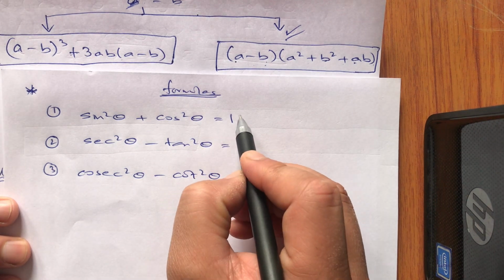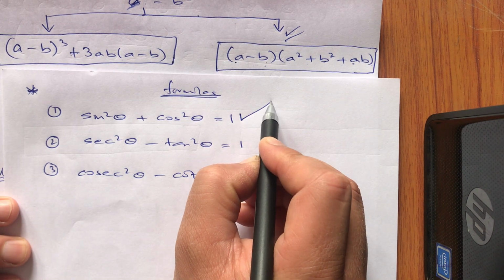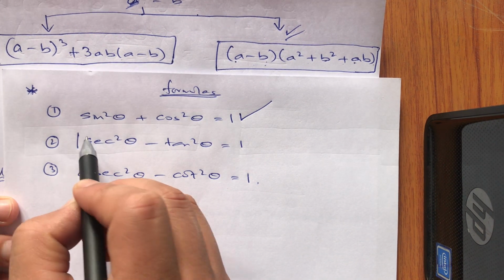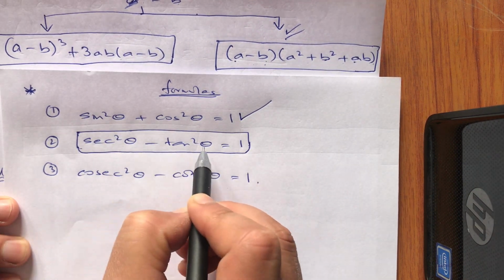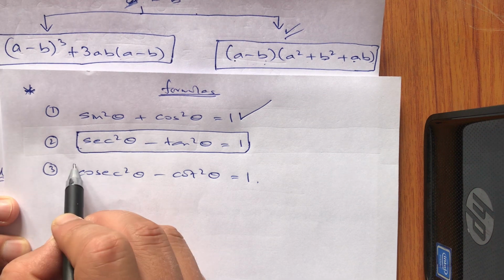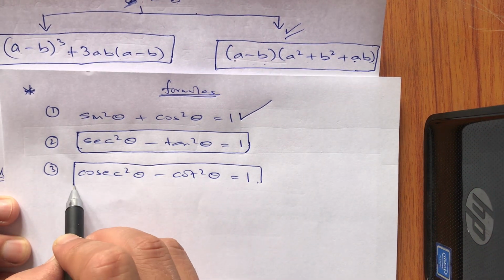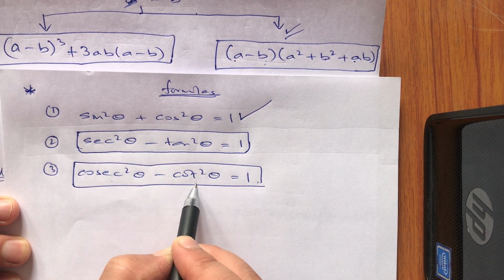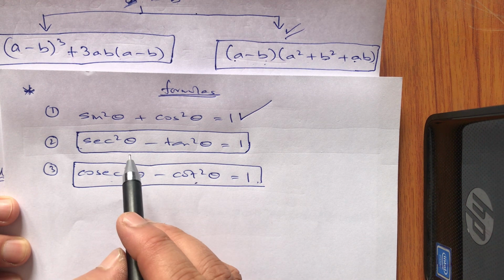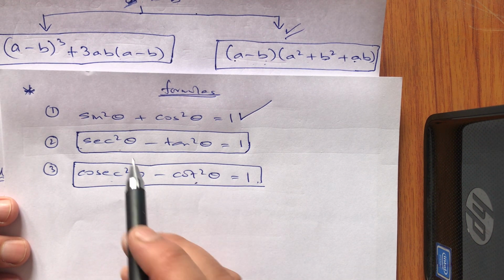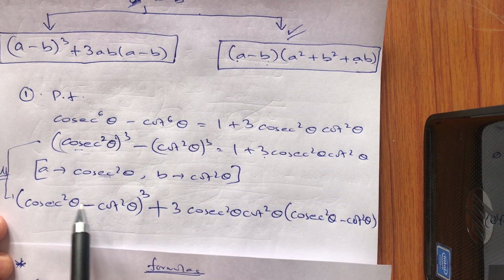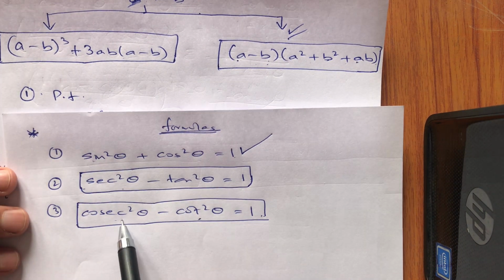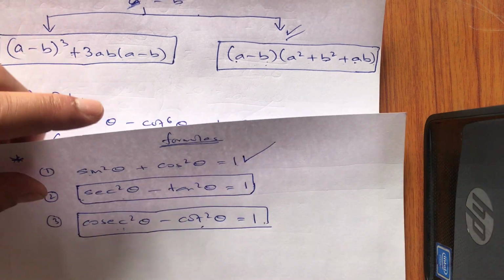Just like sine square theta plus cos square theta has an answer of 1, similarly there is a relationship between sec square theta and tan square theta: sec square theta minus tan square theta is 1. Similarly, we have cosec square theta minus cot square theta. So if I happen to get something like this, I can replace it by a 1. In the question, I see cosec square theta minus cot square theta, which is equal to 1.